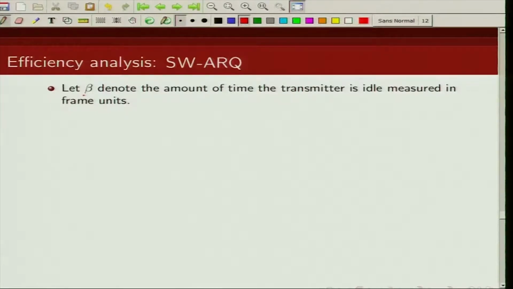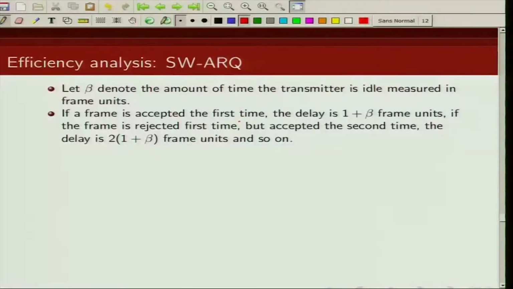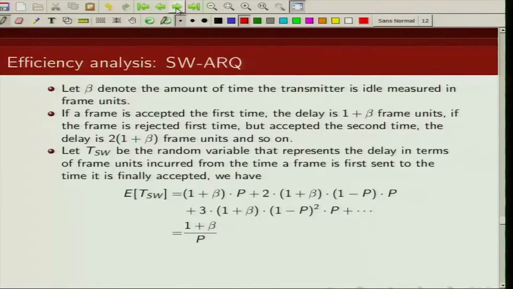So let beta denote the amount of time the transmitter is idle, and this idle time we are measuring in terms of frame units or frame length. So if a frame is accepted for the first time, the total delay is 1 plus beta frame units. If the frame is rejected and accepted the second time, then the delay is 2 times (1 plus beta). If the frame is rejected the second time and accepted the third time, the delay is 3 times (1 plus beta).